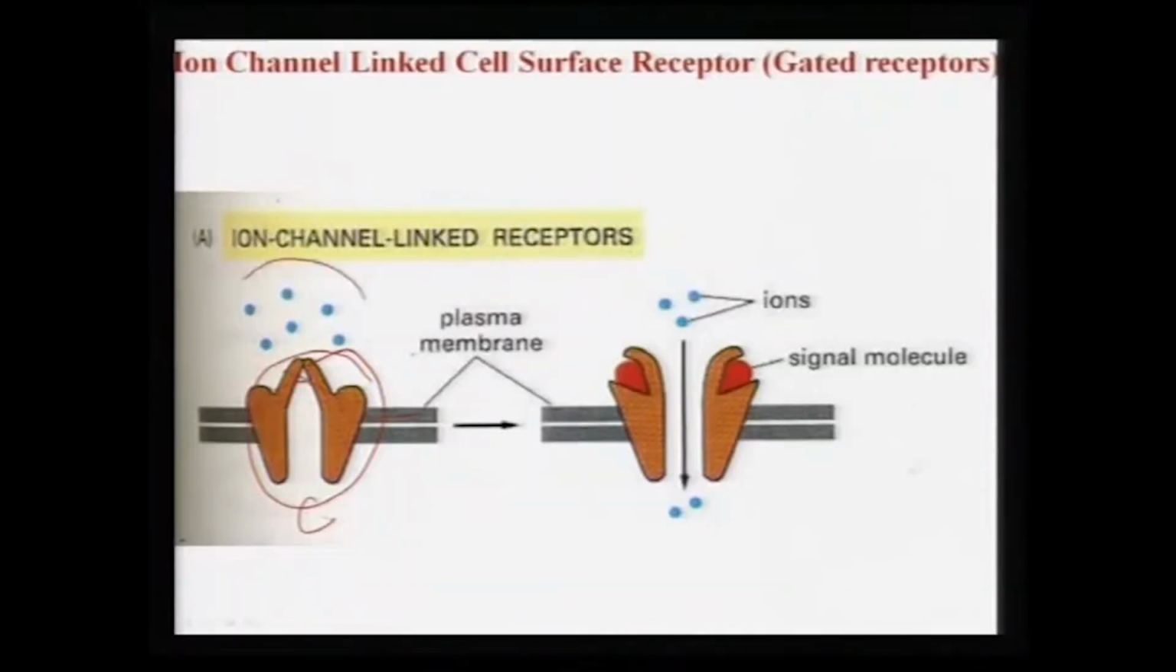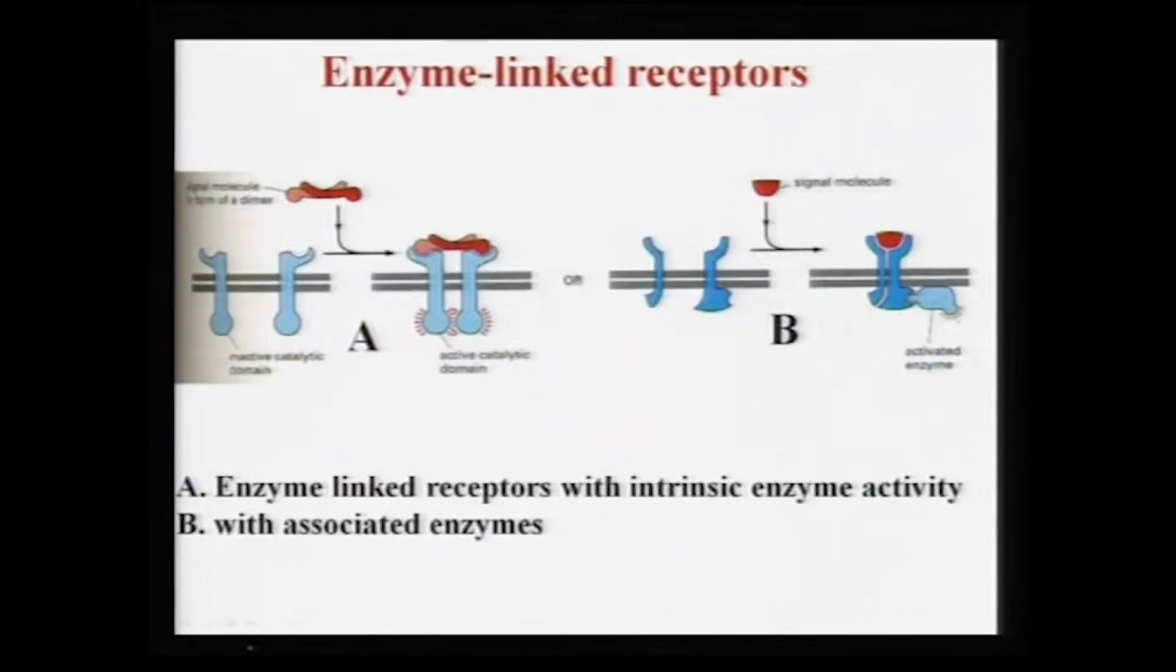When gates are closed, the small signal molecules here, which appear as blue, cannot simply enter the cell. Once the gates are open, they can come and go inside. But for that, what is the primary criterion? That the ion should be small in size, so that it can enter through the gate of the plasma membrane. There are different things mentioned here, like the enzyme linked receptor with intrinsic enzyme activity and associated enzyme. What does it mean here?